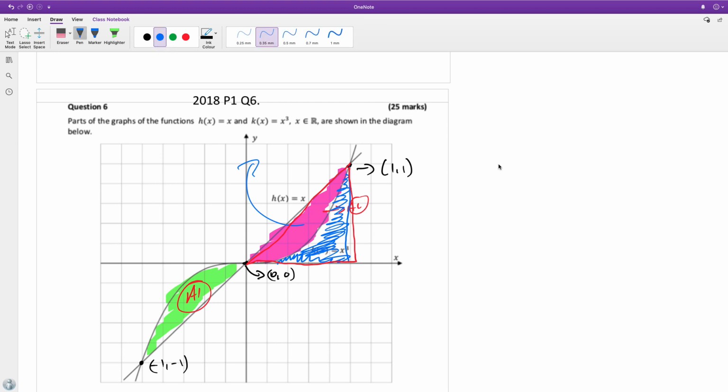It's going to be the integration of x, which is our line, between 1 and 0, minus our curve, which is the integration of x cubed between 1 and 0. So for the first time ever, it's our line minus our curve. Do you now see why it's so important when we're doing these that you understand what you're doing? All right, so off we go, have a whack at it. See if you can get me that.